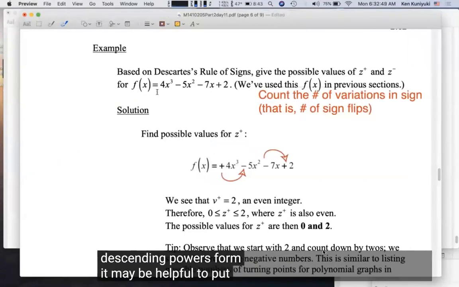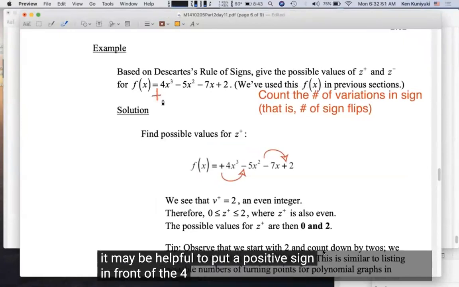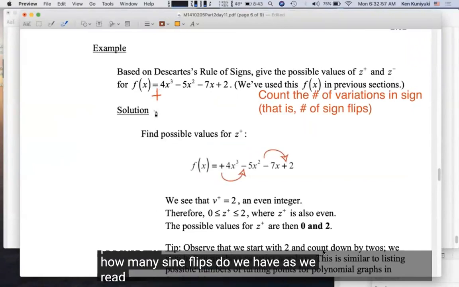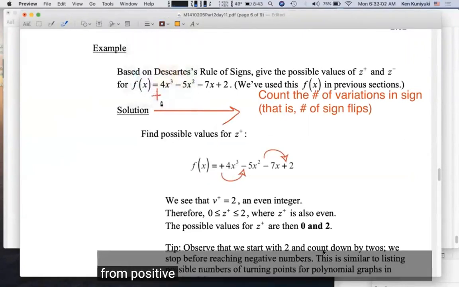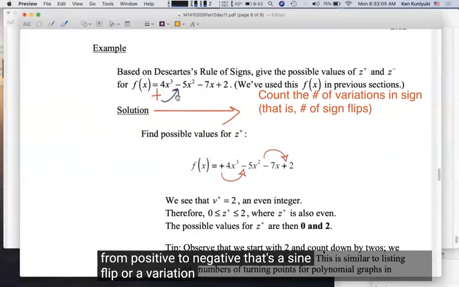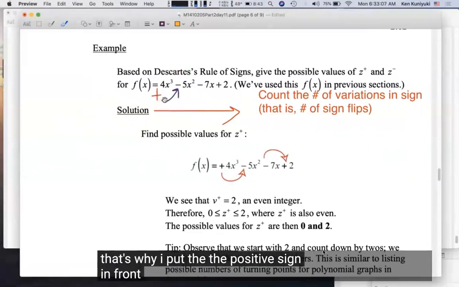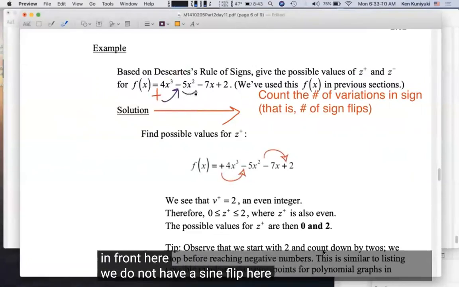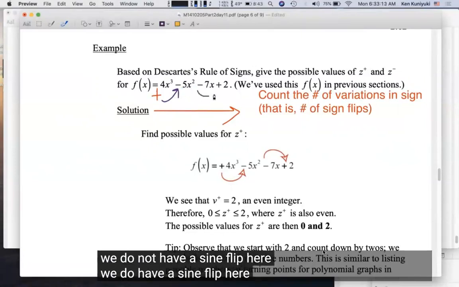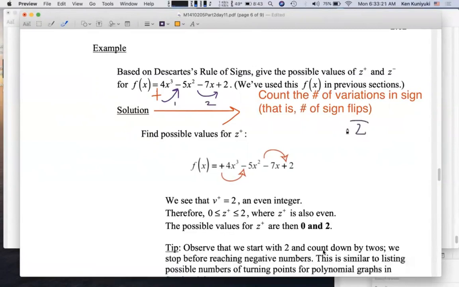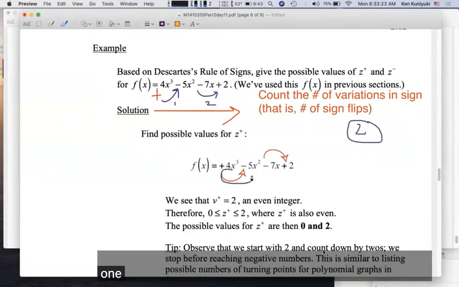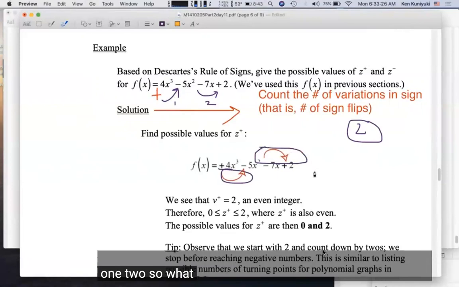It may be helpful to put a positive sign in front of the 4 because 4 means positive 4. How many sign flips do we have as we read this from left to right? From positive to negative, that's a sign flip or a variation in sign. That's why I put the positive sign in front here. We do not have a sign flip here. We do have a sign flip here from negative to positive. So we have 1, 2 variations in sign. One, two.